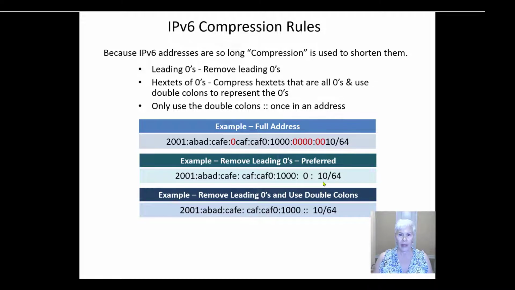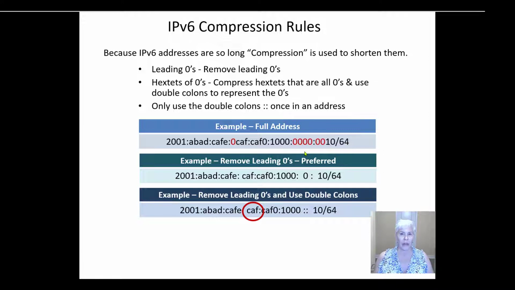Here's our next example, and this is when we're using full compression. We're removing the leading zeros and we're using double colon. We've got the same locations. We've got the 0 here in the 4th hextet. We have all zeros in the 7th hextet and removing the leading zeros in the 8th hextet. So this rule is the same. We remove the leading zeros.